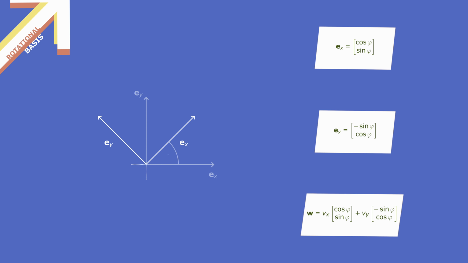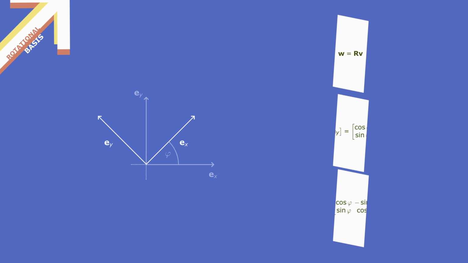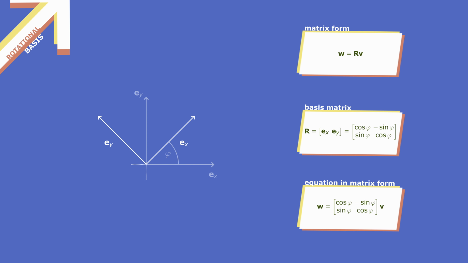Now we do the same with our well-known trigonometric function basis. Recall the linear combination. The matrix is constructed by putting the basis vectors into the transformation matrix column-wise. So Ex goes into the first column of the matrix and Ey goes into the second column of the matrix. Together they form our transformation matrix.